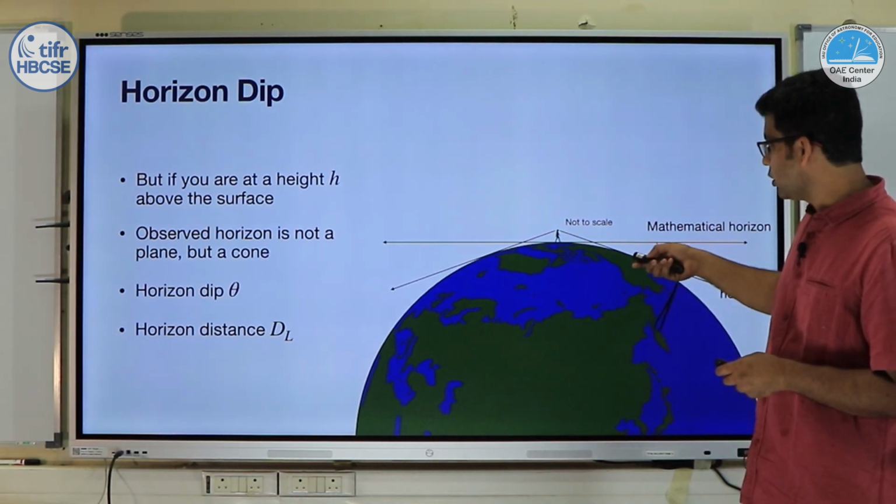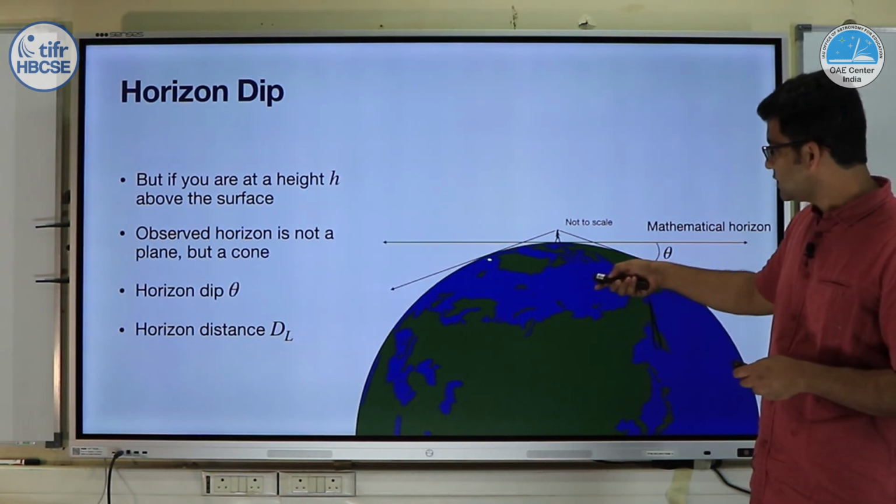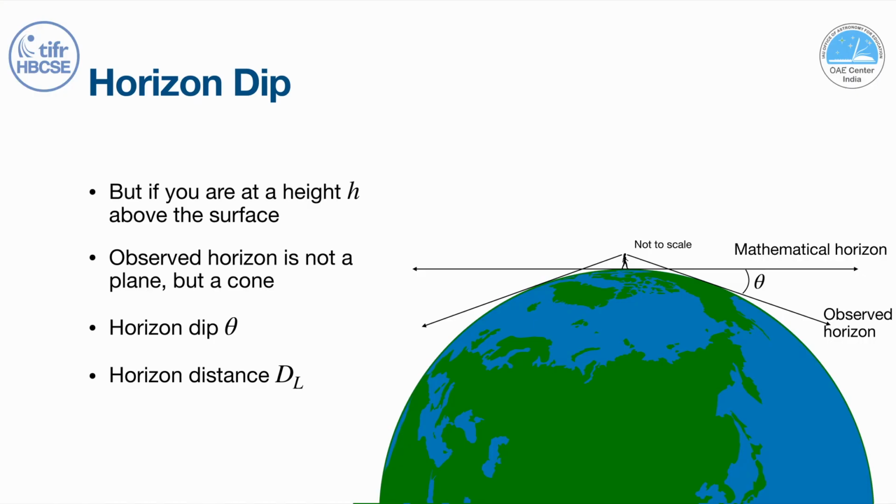This person, obviously not drawn to scale, can see a bit further away, and this distance is called the horizon distance dl. The angle between the mathematical horizon and the observed horizon is called theta, the horizon dip.